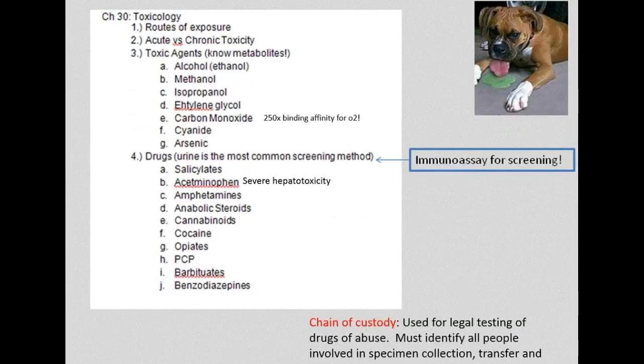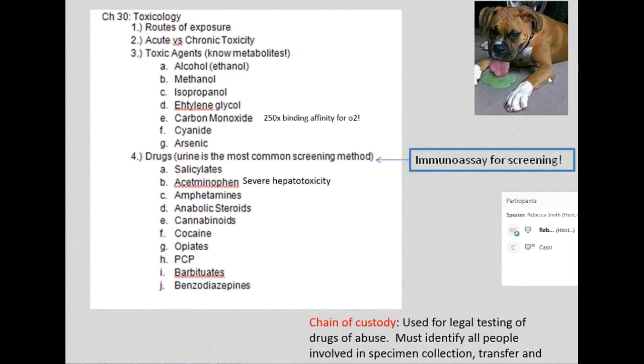Ethylene glycol is the reason why I have little Fluffy up here in the corner drinking the antifreeze. It's very, very toxic to your kidneys, and it can actually crystallize in your kidneys, and we see those calcium oxalate crystals in the urine of people that overdose on this.